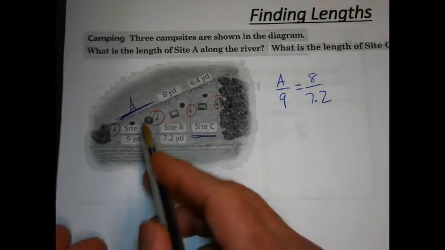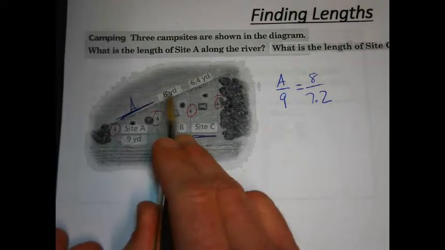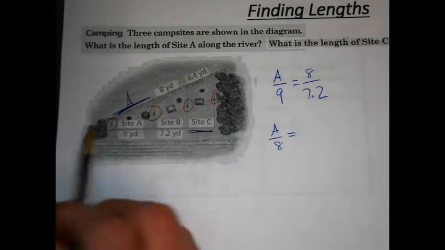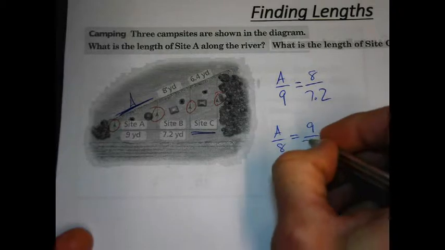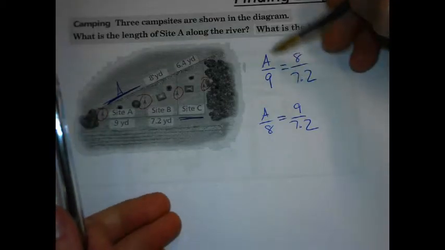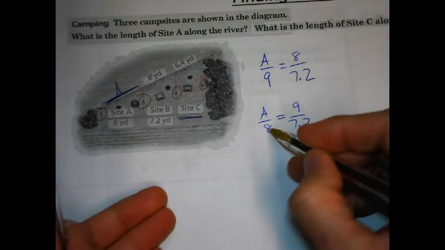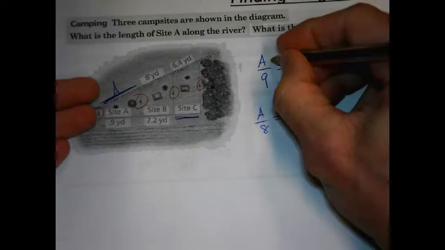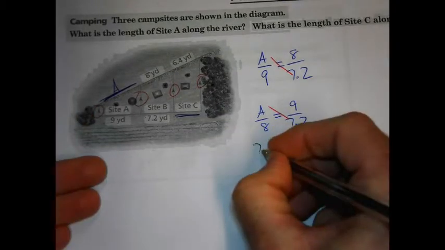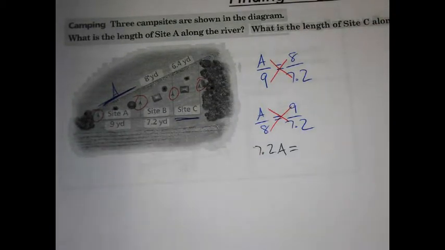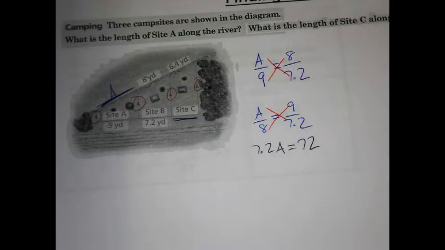I could also compare site A to the 8-yard distance, and that would be equal to the proportion 9 to 7.2. It doesn't matter how, as long as they're equivalent proportions. By investigating the cross products, the product of the extremes is still 7.2a, and the product of the means is still 72. This makes for easy math without any calculator. So the product of the extremes, 7.2a, is equal to the product of the means, 72. Either way, it's 72, so it doesn't matter how you see it. We're going to end up with the same thing.